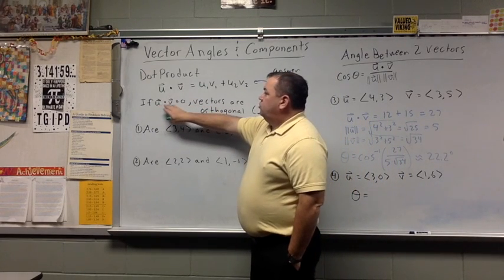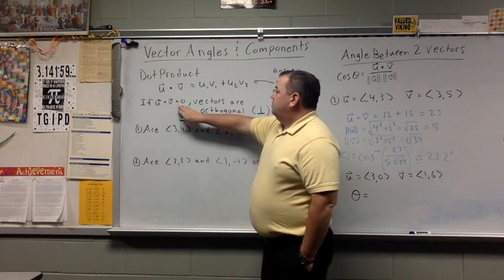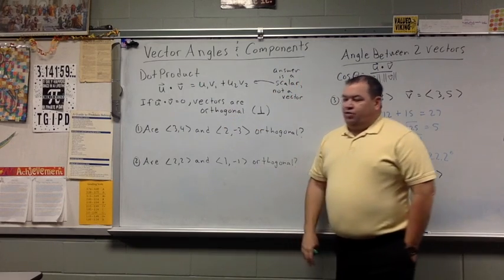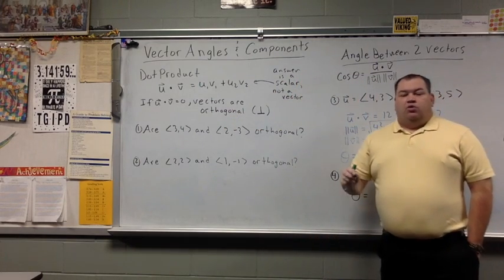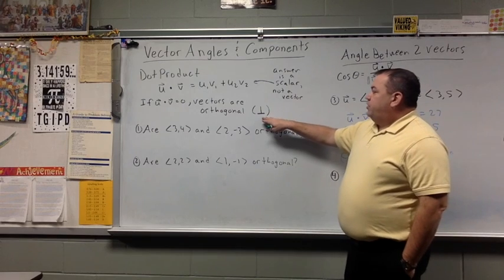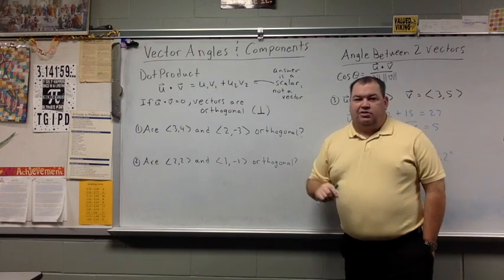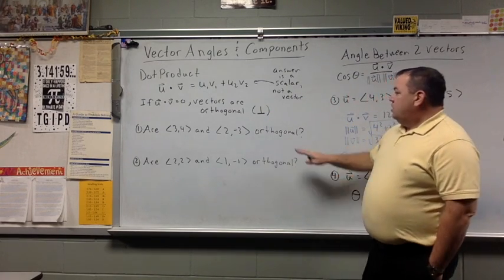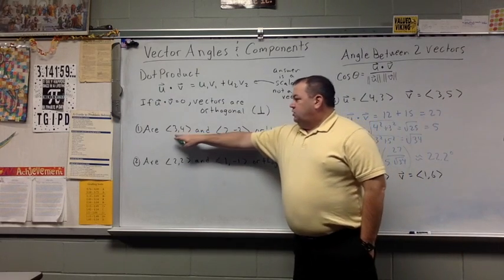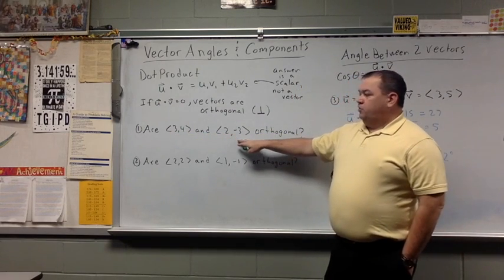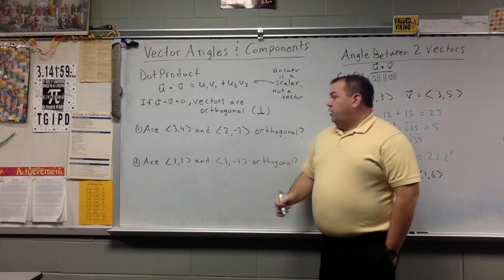Because if those two vectors are dotted and give me 0, I have orthogonal vectors. We use that to help break our vectors down into their components, their x and y direction components. So a question we might pose is, are these two vectors orthogonal? They're asking for a dot product.